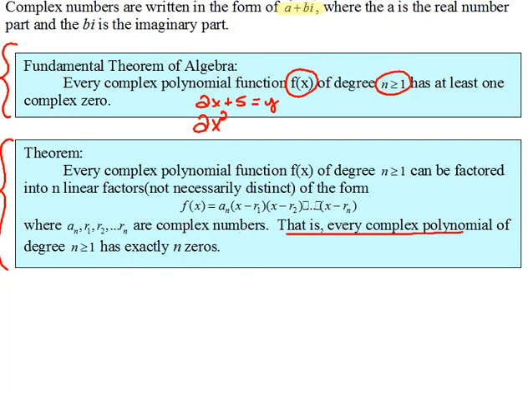That is, every complex polynomial where the degree is greater than or equal to 1 has exactly n zeros. A degree 3 polynomial will have 3 zeros. Some of them will be real, some of them may be imaginary, but they are 3 complex zeros.